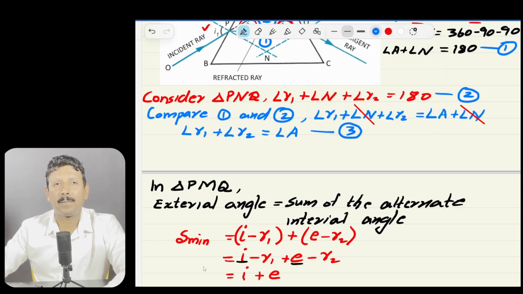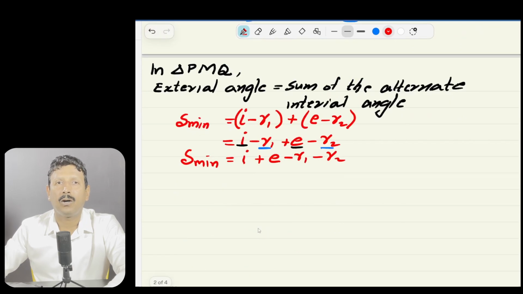Now write the plus terms together. I and E are plus terms, so I write first I plus E. Then the next ones, minus R1 is there, minus R2 is there. This minus R1 minus R2, put it in a bracket by keeping the negative outside. So mathematically it is I plus E minus, common minus, inside the bracket R1 plus R2.